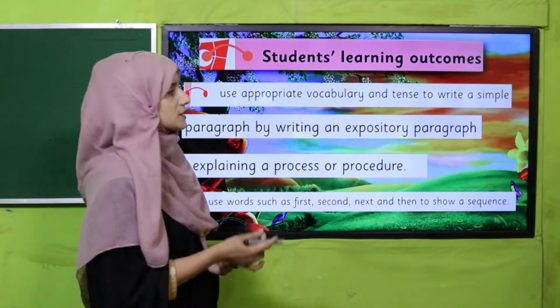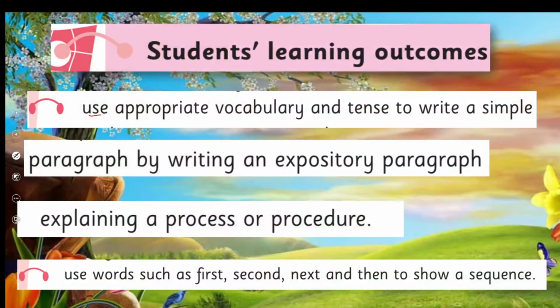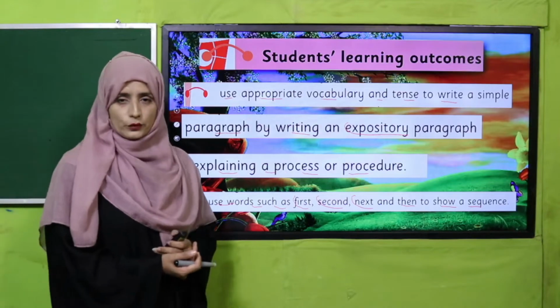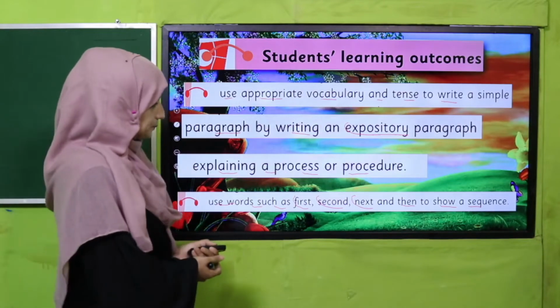Today's student learning outcomes are: use appropriate vocabulary and terms to write a simple paragraph by writing an expository paragraph explaining a process or procedure, and use words such as first, second, next, and then to show a sequence. So today we are going to learn about sequence words in the expository paragraph. Okay, my dear students, so be ready.